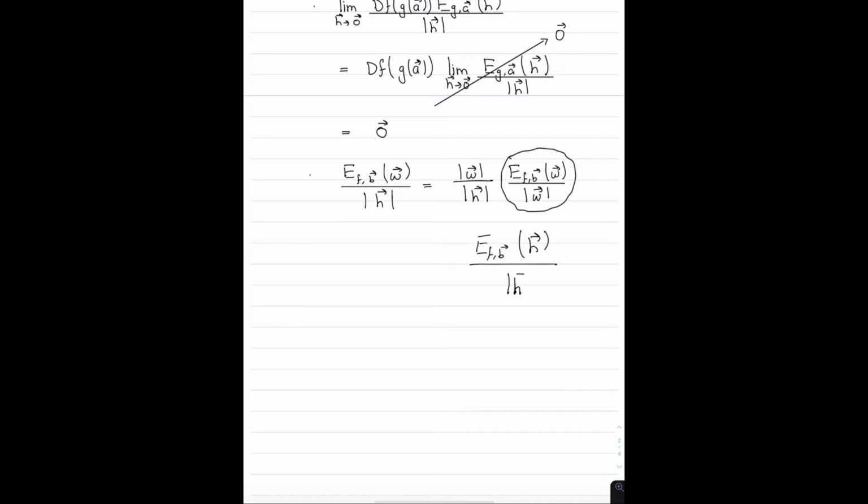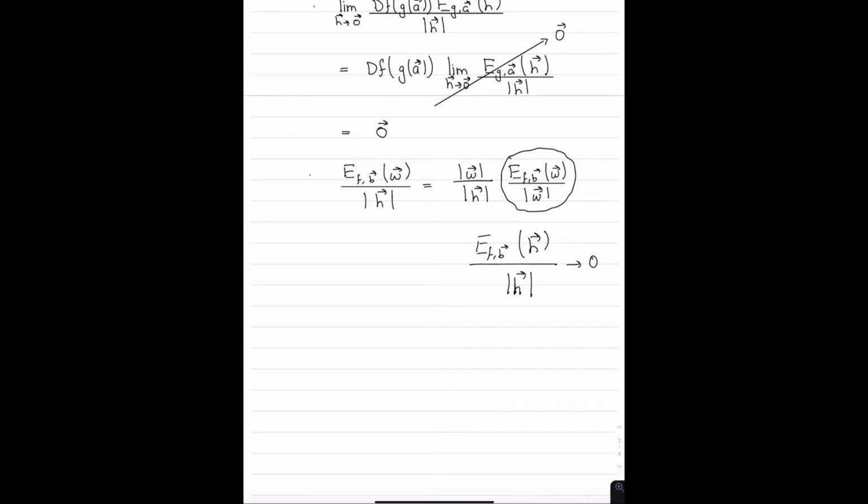The error term divided by the norm of h goes to 0 as vector h approaches the 0 vector. So if we want to do a change of variables, if we want to replace vector h with vector w in this entire expression, there is only one thing that we need to make sure, which is that as h approaches the 0 vector, w also approaches the 0 vector, so that we're not messing up the limit itself. And that is fairly easy to do.